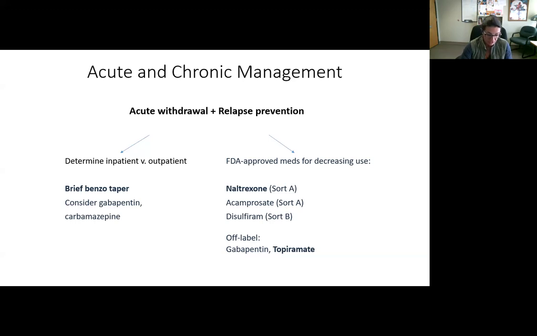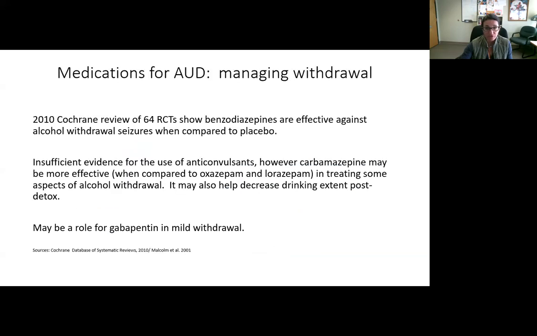Certainly important to utilize inpatient care if possible when they meet criteria for that. But we'll talk a little bit about outpatient, and then we're namely going to focus on relapse prevention, which we can hopefully discuss from the initial visit, but sometimes once they stabilize and come back. We'll talk about those FDA-approved and some off-label but good evidence medications for decreasing use. For the first part, just determining if someone needs acute withdrawal management.